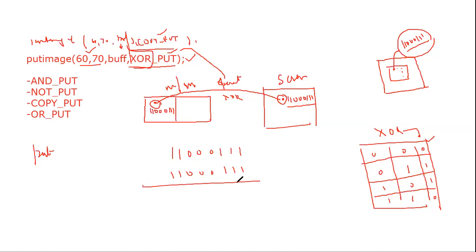And if I apply the XOR image, XOR, so 1 and 1 will lead to 0, 0 and 0 will lead to 0, and 1 and 1 will lead to 0. It means that if after this I apply the XOR put, then what it will do? It will erase the image from here.